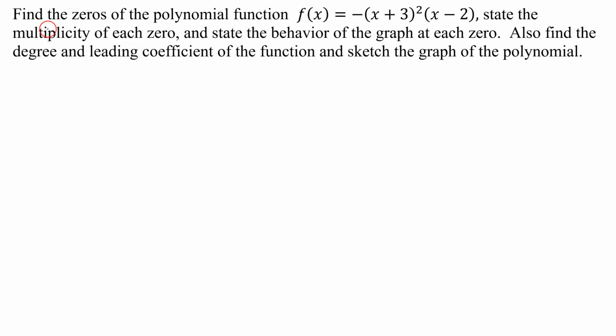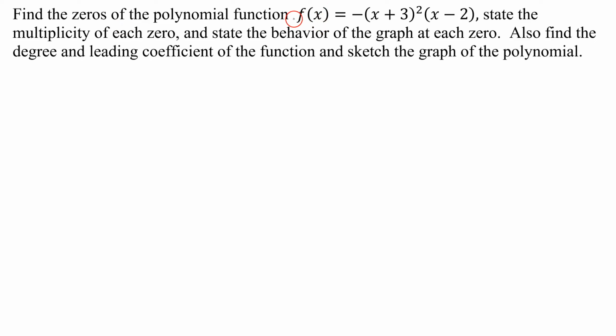In this problem, we need to find the zeros of the polynomial function f of x equals negative the quantity x plus 3 all squared times the quantity x minus 2. We need to state the multiplicity of each zero and the behavior of the graph at each zero. Then we need to find the degree and the leading coefficient of the function, and finally sketch the graph of the polynomial. Well, how do we find the zeros of any function?